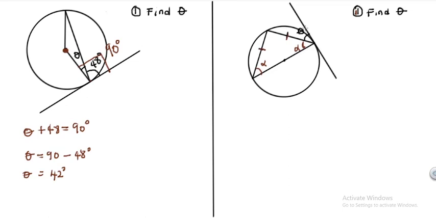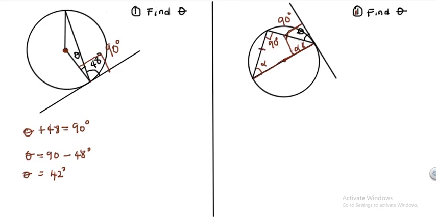Now, based on our theorem, we know that if we have the tangent touching the radius, and this is the center of the circle, so this is a radius line, then this line to this point is a 90-degree angle. We are not given any value here, but what we know is the angle in a semicircle. If you look at this, this is a semicircle, and we know the angle in it is 90 degrees. So this angle is a 90-degree angle.